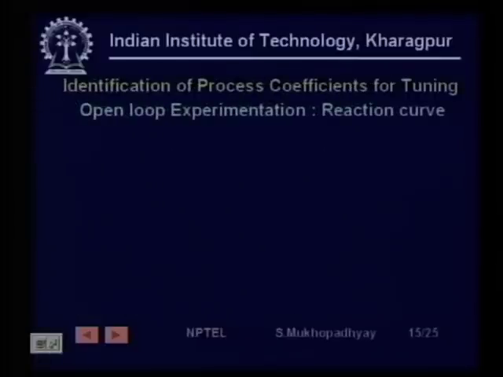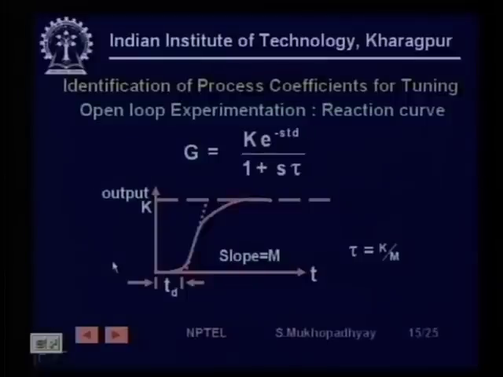A very popular way of open loop experimentation is the reaction curve. You take the open loop plant, which is assumed to be of this shape, but this form is not directly used in the experimentation. So, you do a step response experiment. The output is going to rise, this is for the open loop plant. The output is going to rise like this.